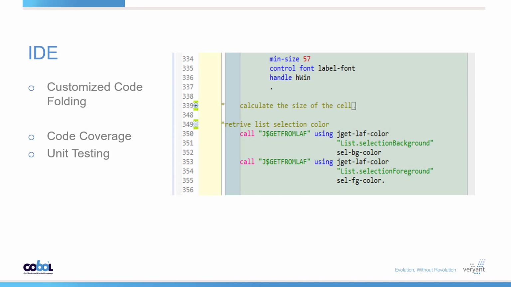In the IDE, we've added customized code folding. Now, we've always had code folding for the program sections, but now you can customize your own section of code to fold up. And you can see in the screenshot here that I have one folded. The calculate the size of the cell is folded up so that I can see the retrieve list selection color better. Also, the code coverage and unit testing that I talked about earlier are integrated in the IDE.